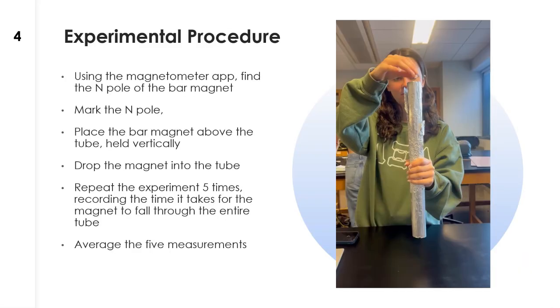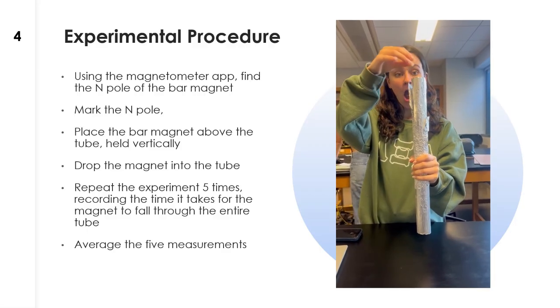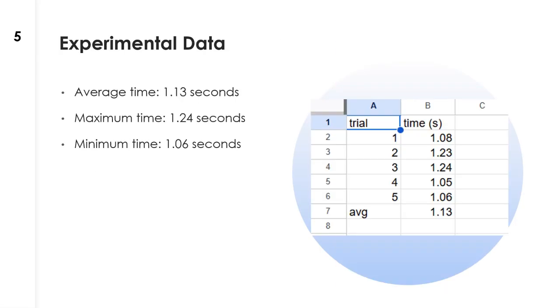So the experimental procedure for this lab was first to find the north pole of the bar magnet and note it down using the magnetometer app, then place it above a tube and drop it into the tube. Repeat this procedure 5 times and then average the 5 measurements for how long it takes for the magnet to fall through the tube. So that is a video of us doing that.